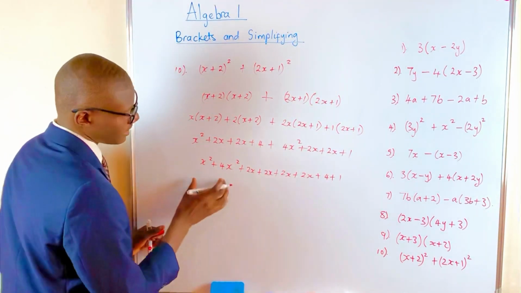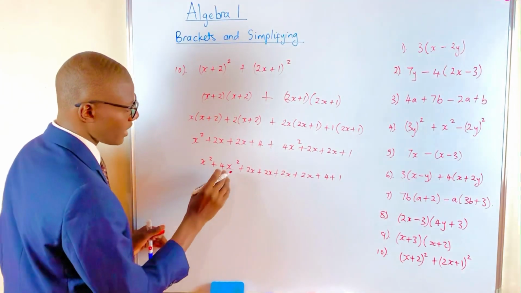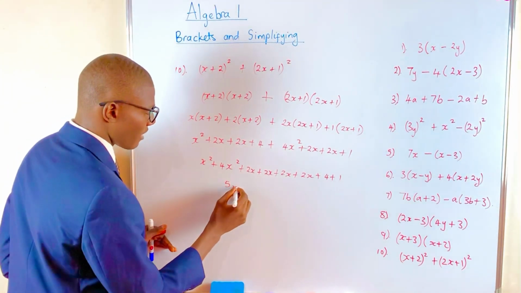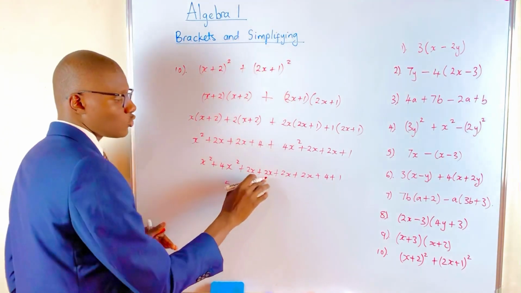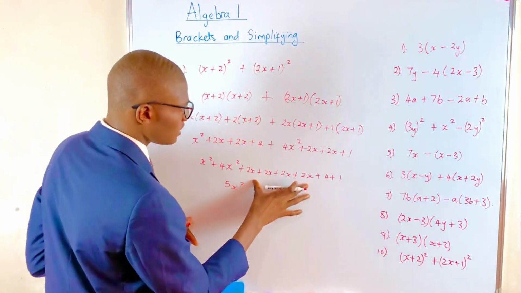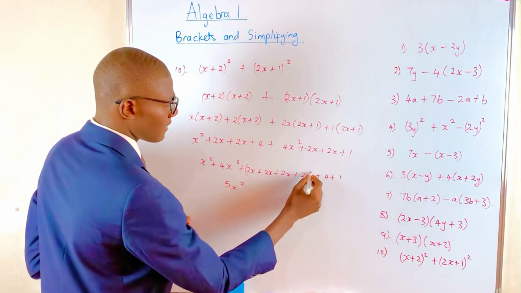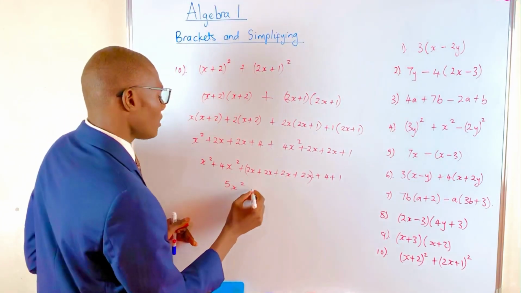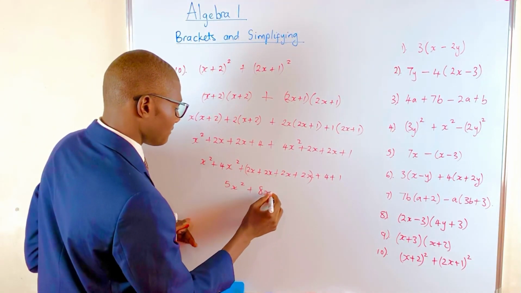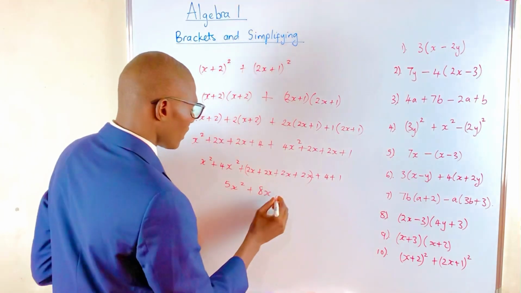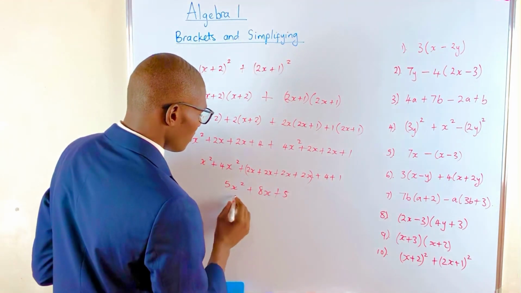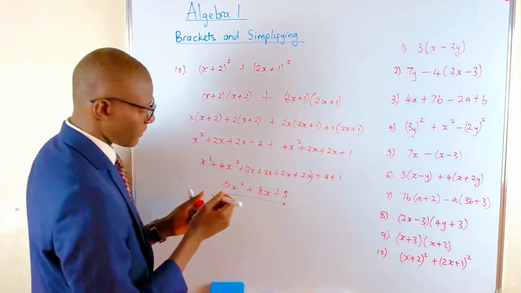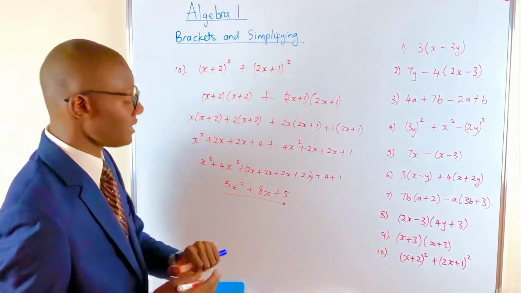Now we can just add up. So x squared plus 4x squared, we get 5x squared. Then 2 plus 2 plus 2 plus 2, adding these, that will give us 8x. And then 4 plus 1, that will give us a plus 5. So this is what we get after we simplify number 10.